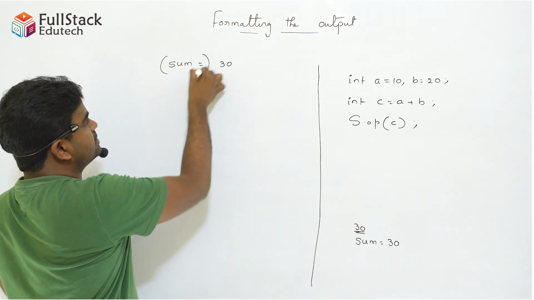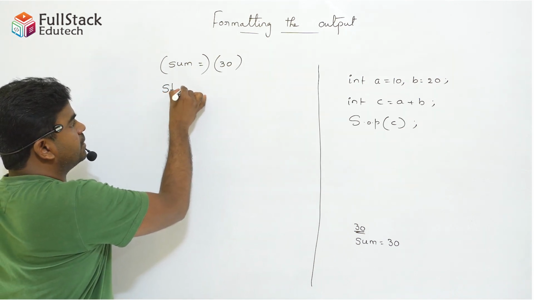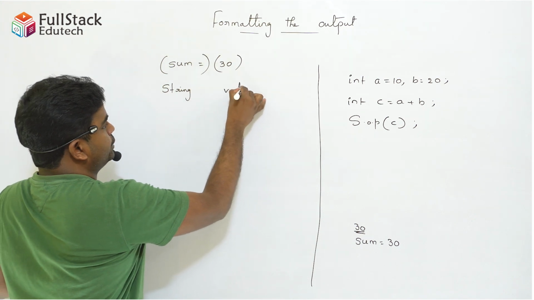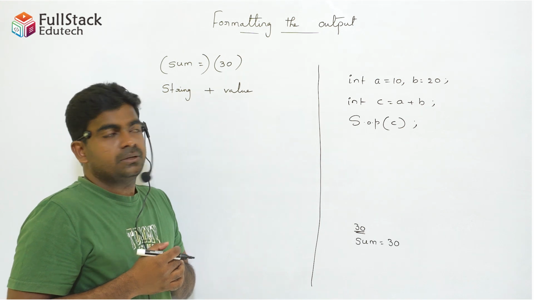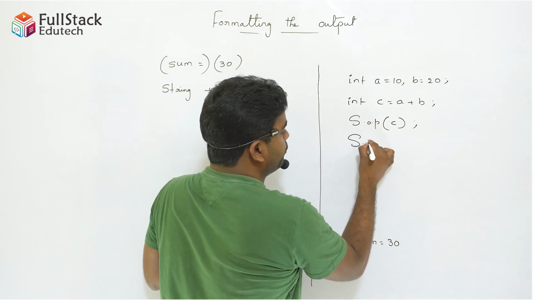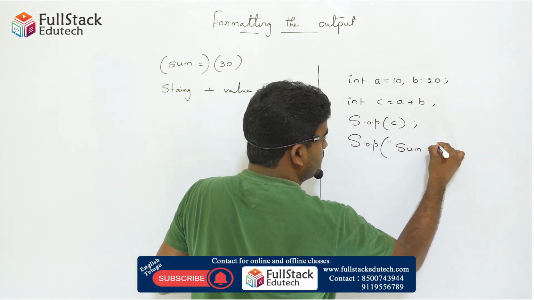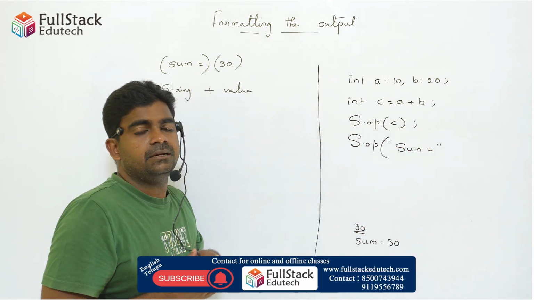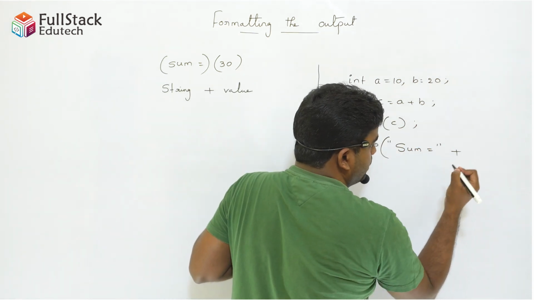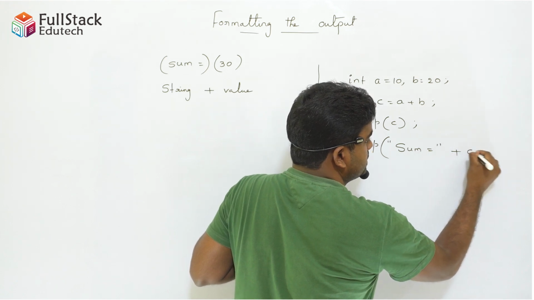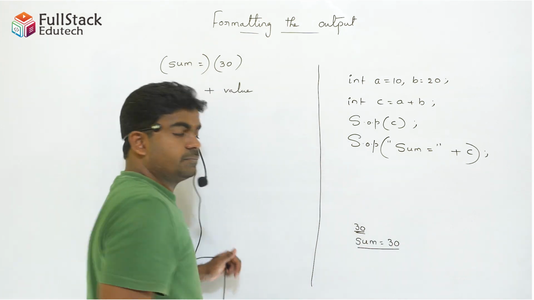It is completely a string and this is a value. Both you have to concat. Merging is important. So based on this, how can you format the SOP? Whatever message you want to provide, you must put it in double quotes as a string. Next the value, not a comma separator, a plus separator, then C. If you specify like this, then the output will come like this.